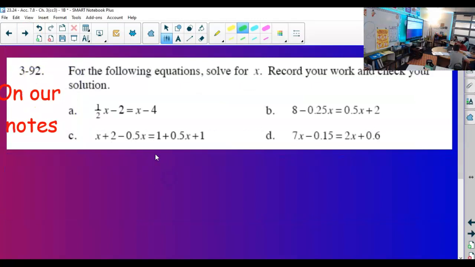This is on our math notes. Let's take a few minutes to just practice solving equations. Pick whichever one you want to start with. I don't care if you start with A or B or C or D. Pick whichever one you want to start with. Practice. Now there's X's on both sides. Oh, man.